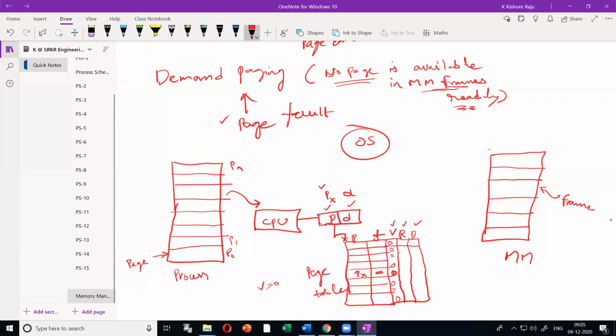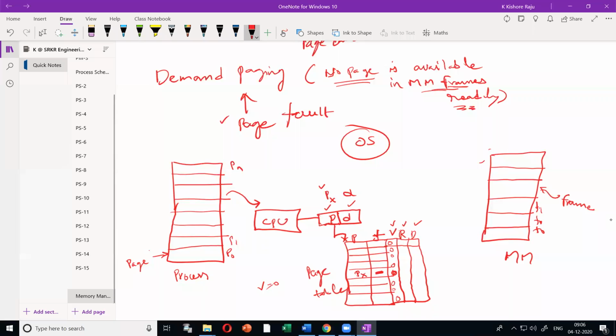So what happens if this is the case? Please respond. Px is requested, but it is not there in the main memory frames. That's the reason why the frame number is not introduced here, and also the valid bit is 0. Valid bit 0 means no frame contains the Px.